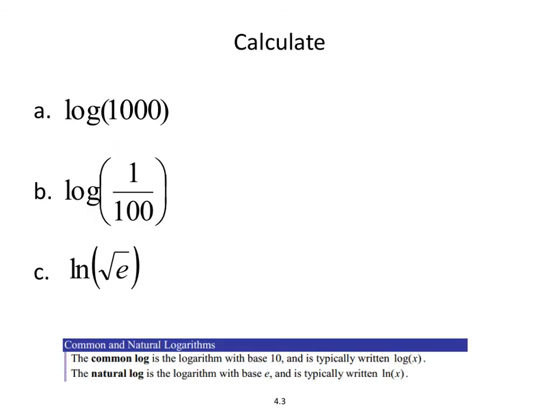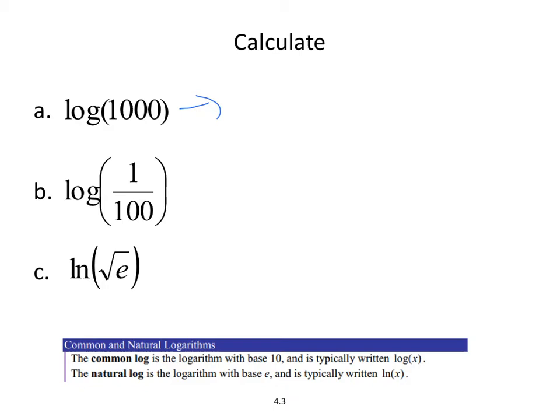Now they're asking us to evaluate these expressions without a calculator. Here, I knew I'd put this in: the common log is base 10, and the natural log is base e. We write it ln, natural log. Some people call it ln, some people call it log n. I've always called it ln because I had some professors say that one time.